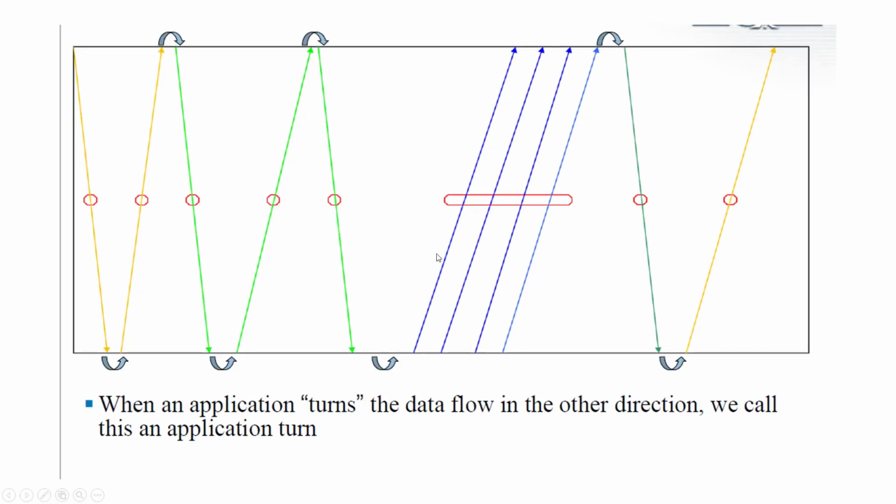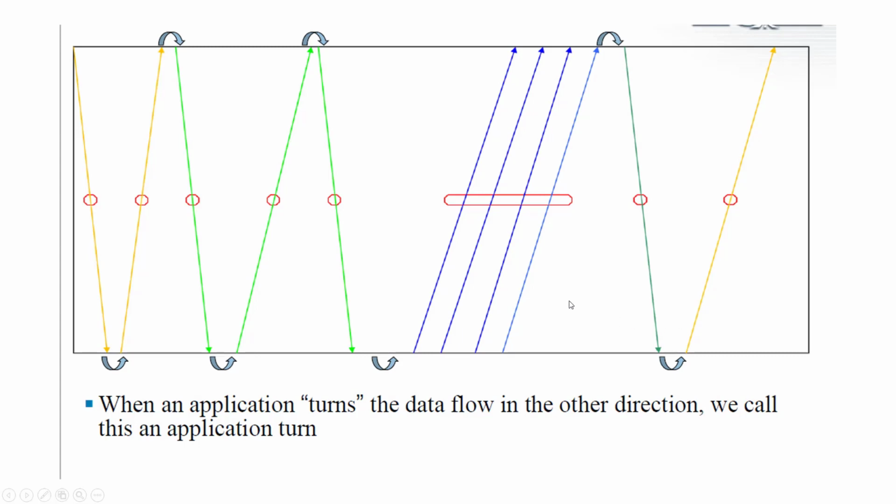Another concept that is important is application turns. This is when we have some data that will go in the other direction. So here we can see that we have one application turn, a second one, third one, fourth, fifth. Here it is always sending data in the same direction, so there is no turn. There is the sixth one here and the seventh one here. So 7 application turns here.